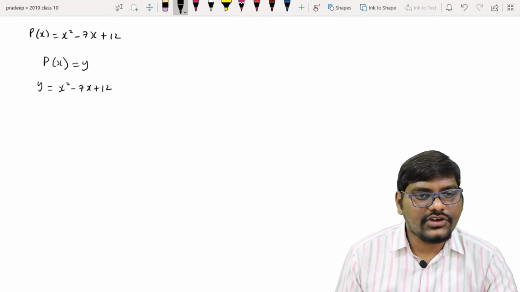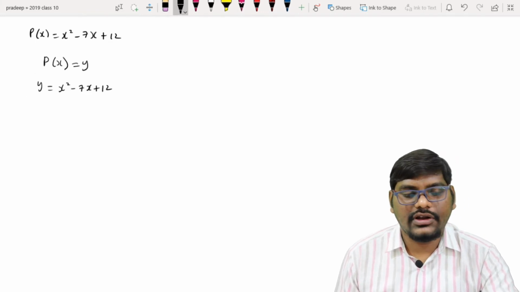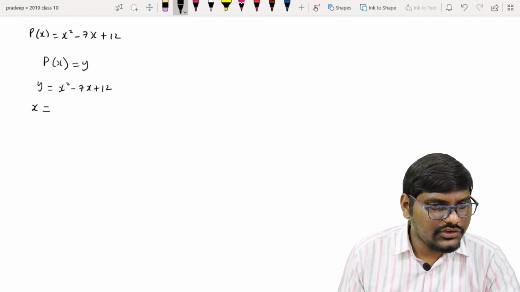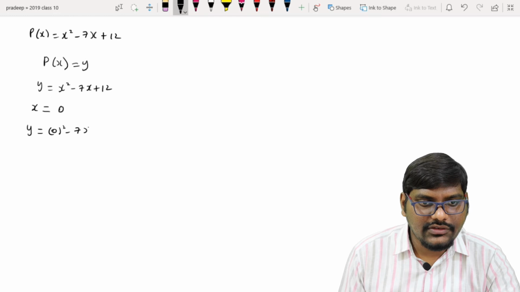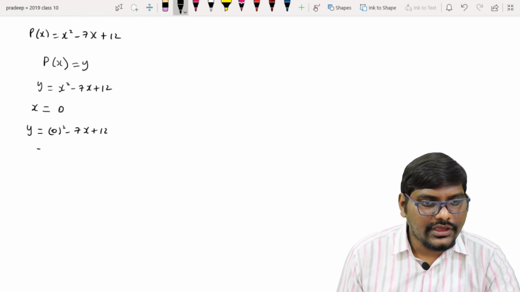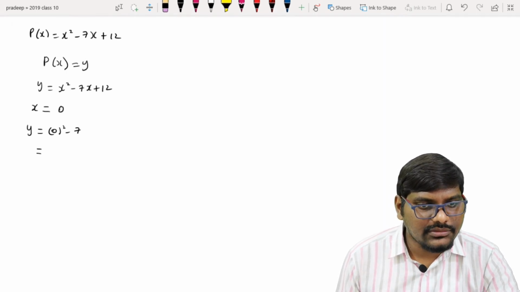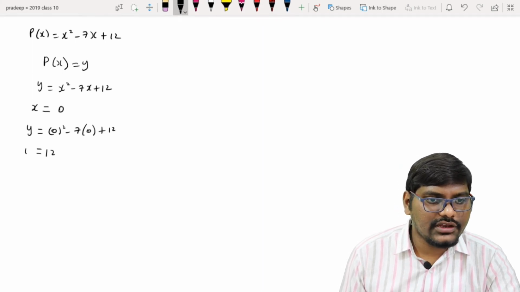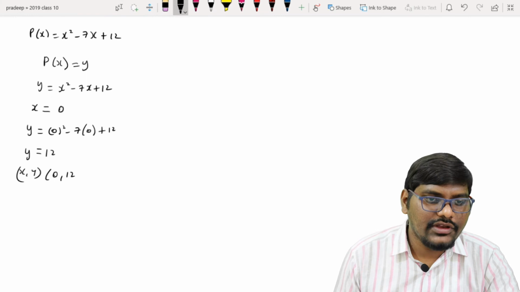So now let's try to make some changes here. We will just take some x values, so we'll be getting y coordinates. Alright, so let me take x equal to 0 first. So y I'll be getting 0 square minus 7x plus 12. Here in the place of x I have to substitute 0, so this is also becoming 0, so y we are getting as 12. So x comma y will be 0 comma 12. When I substituted x equal to 0, I got y as 12.